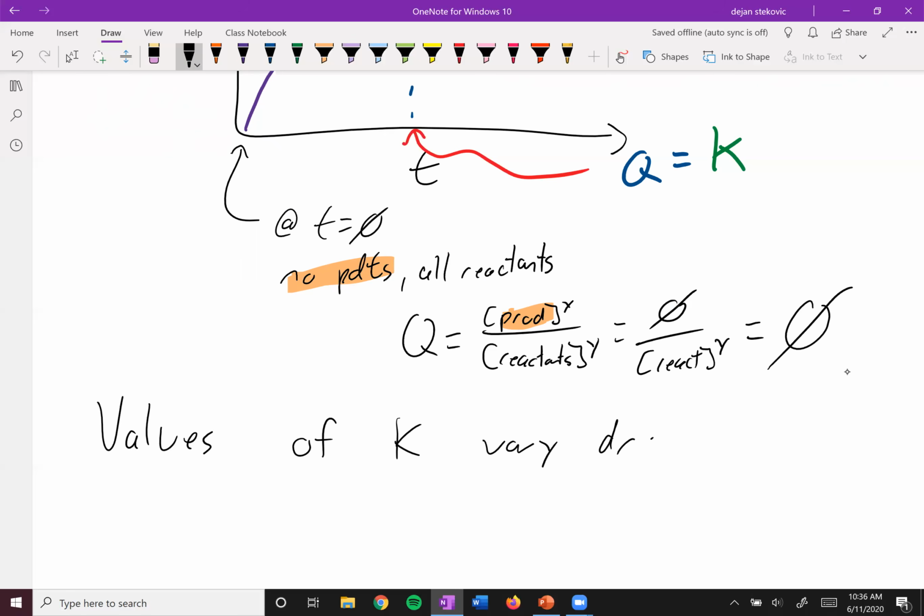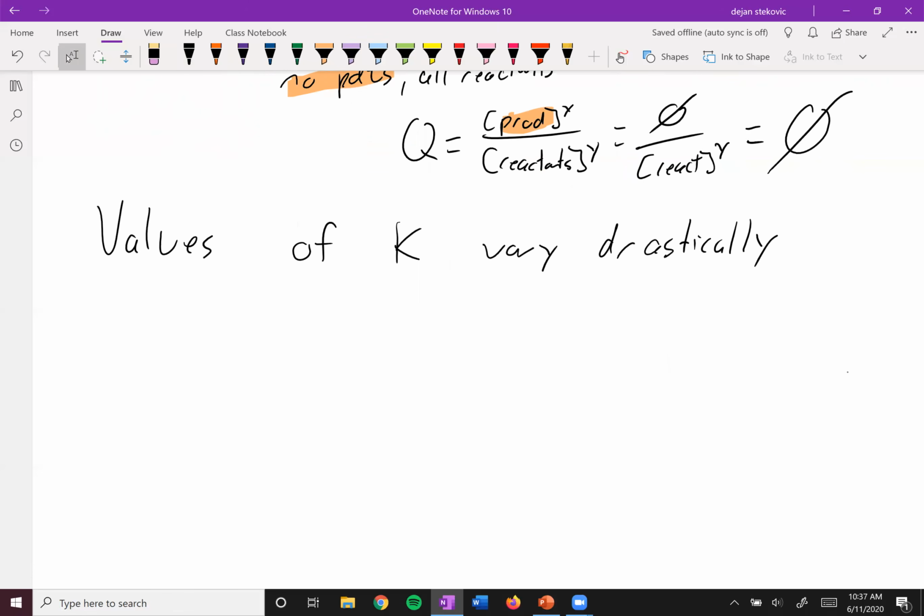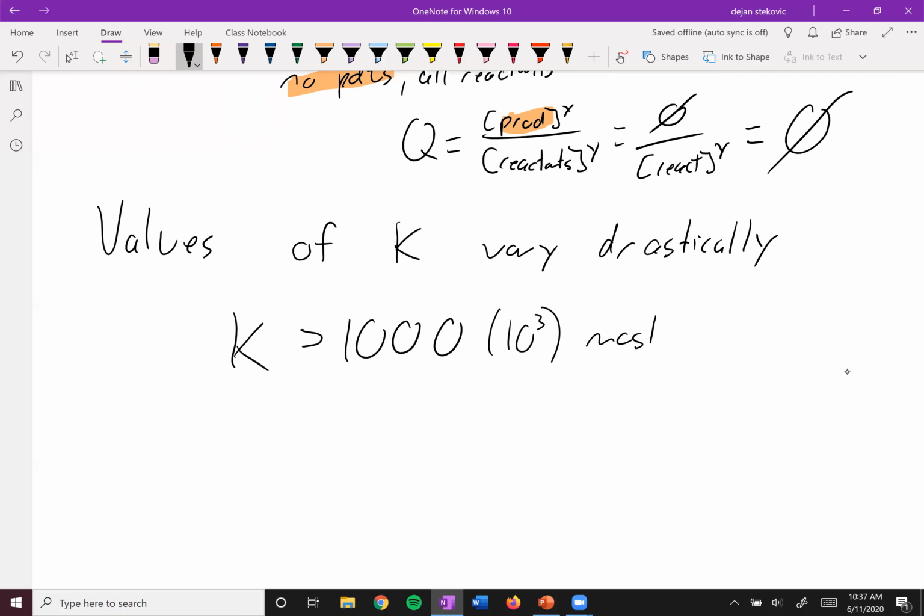Another thing to note is that the values of K vary dramatically or drastically. It's a better word. So they can either be gigantic numbers, intermediate numbers, or very, very tiny numbers. But remember, the K is a representation of products over reactants. If you have a big K, that means that you have a big numerator, right? The big top number, and that's the products, right? So we say when K is over 1,000 or 10 to the third, it's mostly products.